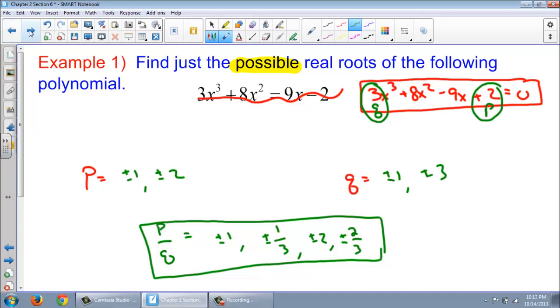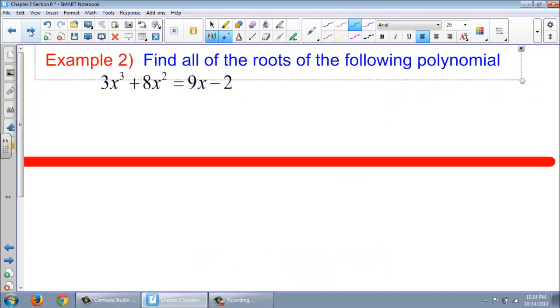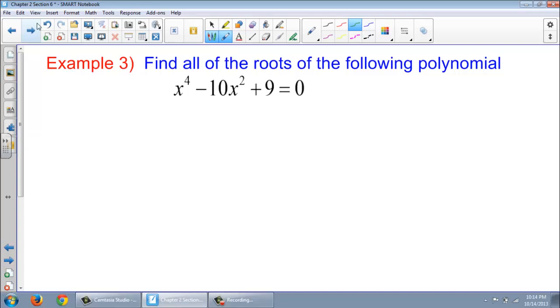Okay, so how does this all come into play? We're going to skip example 2 here, we're going to go to example 3. It says find all of the roots of the following polynomial. Now, this is kind of a long process, so you're going to have to bear with me, but this is how you do these problems. We're going to do one on the video, and then we're going to do one in class, and hopefully this will make some sense to you.